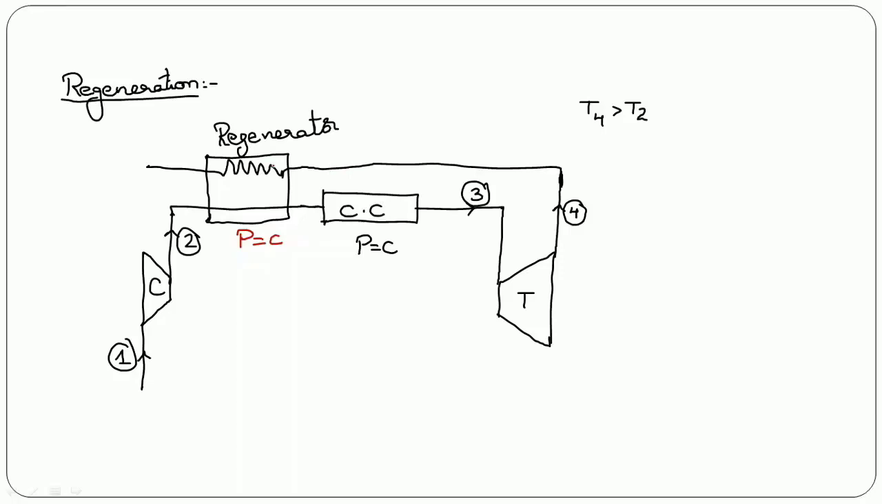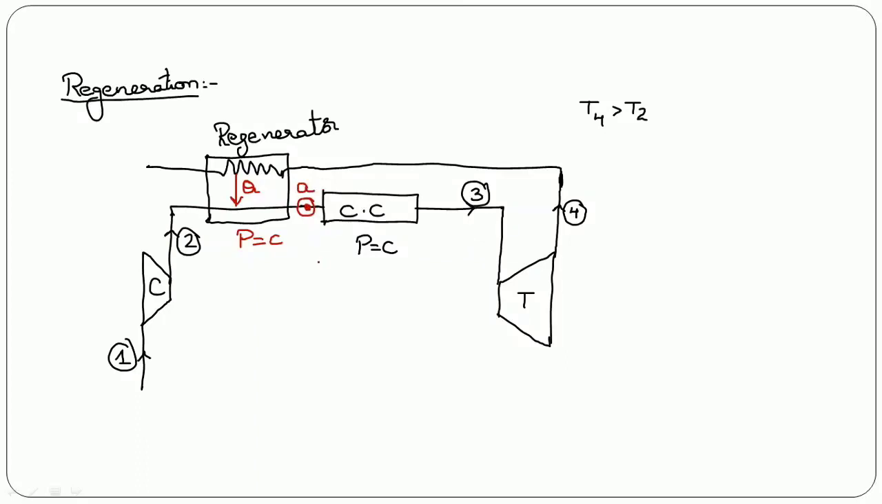from condition 4, or from the exit of the turbine, the air will be coming out. This air exchanges heat with the air that is leaving the compressor. Because of the exchange of heat by the air coming out from the turbine, the temperature of air that is entering into the combustion chamber increases.